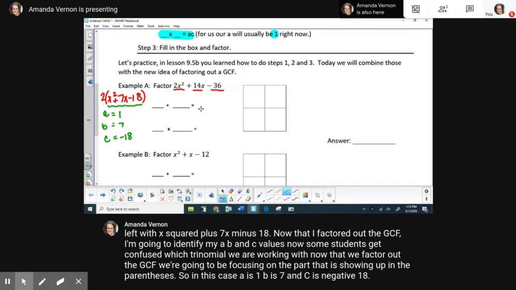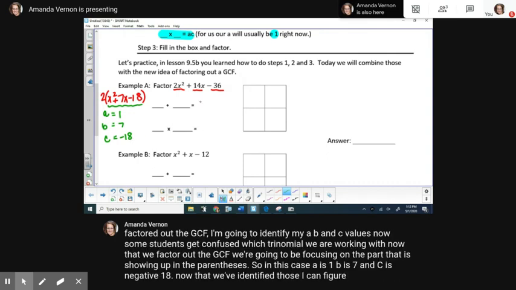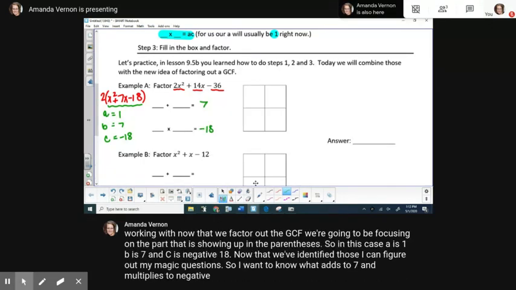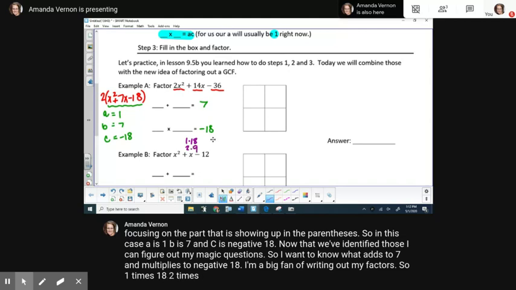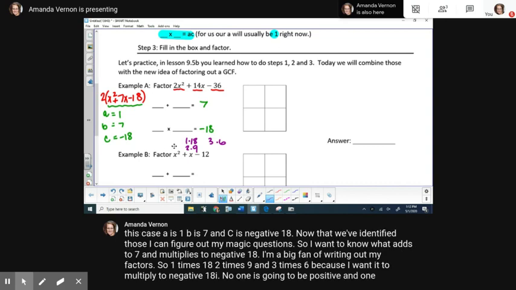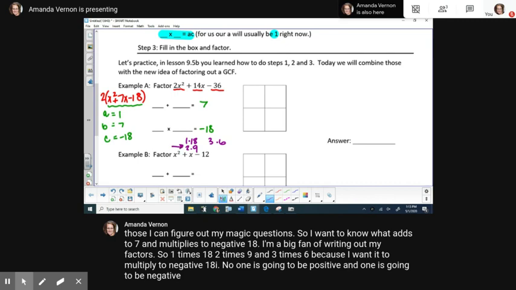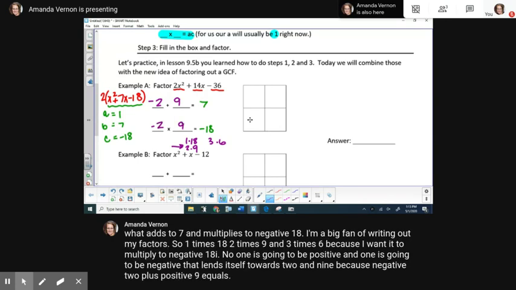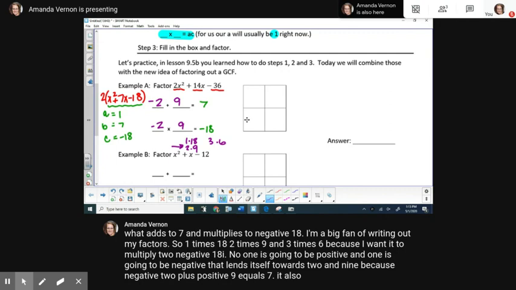Now that we've identified those, I can figure out my magic questions. So I want to know what adds to 7 and multiplies to negative 18. I'm a big fan of writing out my factors. So 1 times 18, 2 times 9, and 3 times 6. Because I want it to multiply to negative 18, I know 1 is going to be positive and 1 is going to be negative. That lends itself towards 2 and 9, because negative 2 plus positive 9 equals 7. It also multiplies to negative 18.